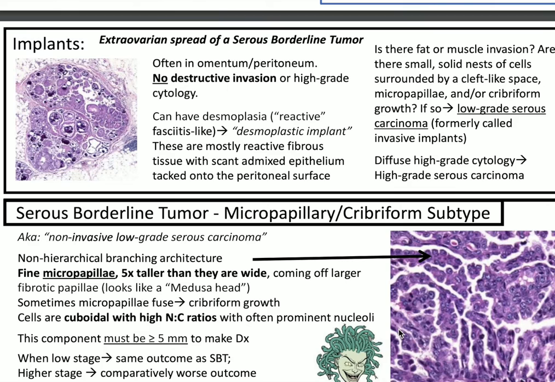You want to ask yourself, is there fat or muscle invasion? Are there small solid nests of cells surrounded by a cleft-like space, micropapillae, and/or cribriform growth? If so, then it's low-grade serous carcinoma, formerly called invasive implants. And if there's diffuse high-grade cytology, high-grade serous carcinoma.